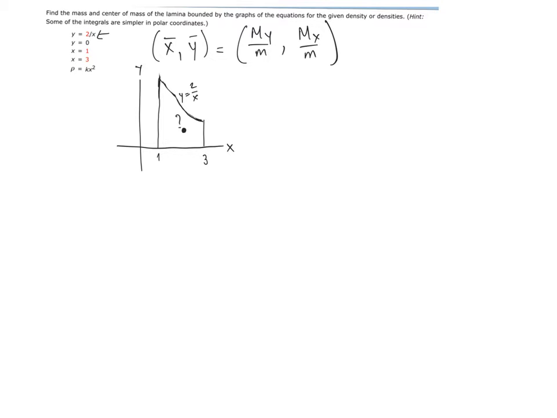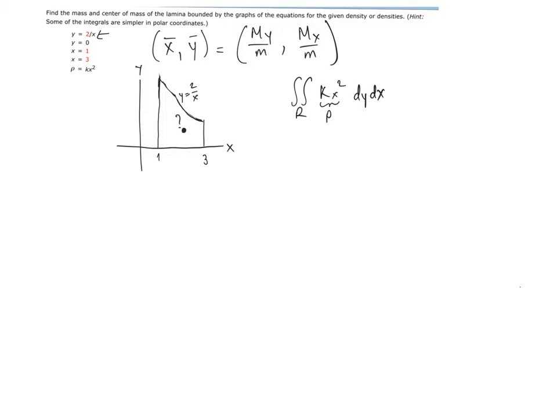So you're going to have to find the mass first. The mass is going to be the double integral over the region R of k x squared, your rho, with respect to dy dx, or dx dy, whichever is easier.